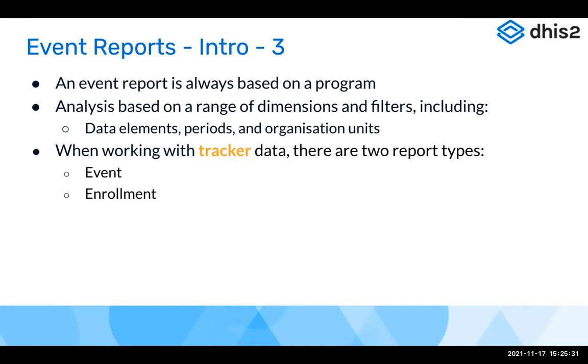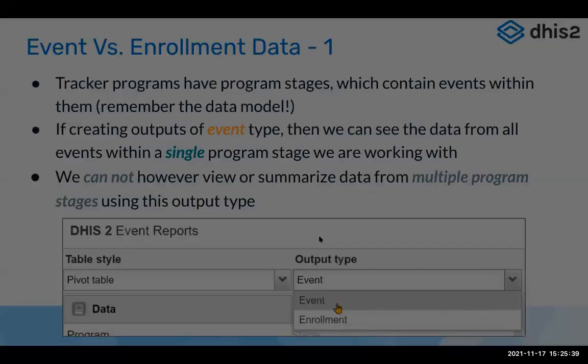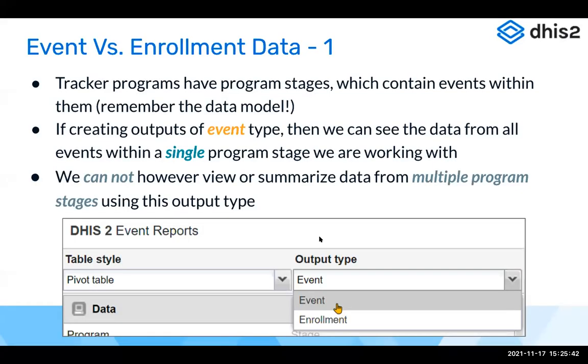We have two particular types of reports that we can generate. One is the events report, and another is an enrollment report. And again, I will show you and differentiate these when we come to that place. And finally, tracker program stages will contain events. If you remember from our model, the events we're talking about are the records of what is being tracked.